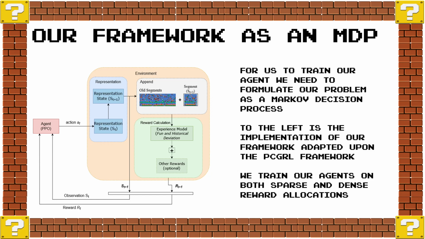Our agent is tasked with changing a single tile in a presented level segment. This changed level segment is then compared to earlier completed level segments. And then we take these comparisons and provide our agent with experience-driven rewards as well as optional other rewards. And then we train our agents using the PPO algorithm. All of our agents were trained with a variety of combinations of rewards, as well as being given experience-driven rewards in a sparse and dense manner.